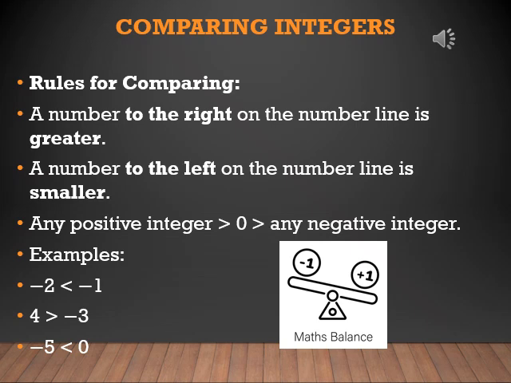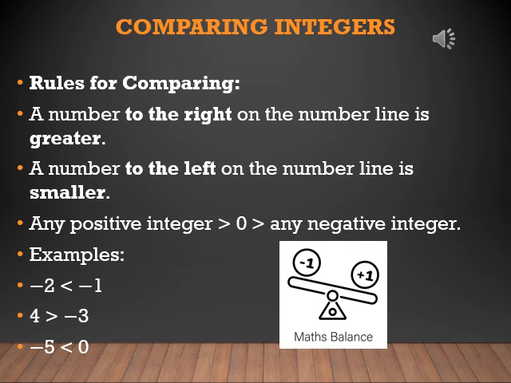Comparing negative integers. For negative numbers, the rule reverses from our normal thinking. The negative number with the smaller value is actually greater. For example, minus 2 is greater than minus 5 because minus 2 is to the right of minus 5. Minus 1 is greater than minus 4. Among negative numbers, the one closer to 0 is always greater.